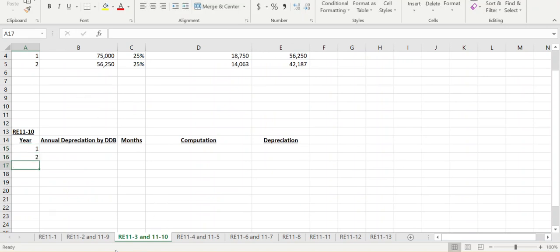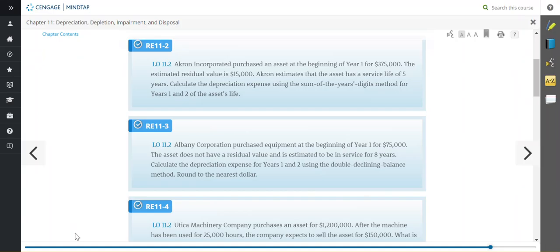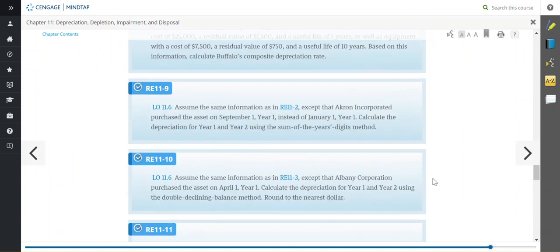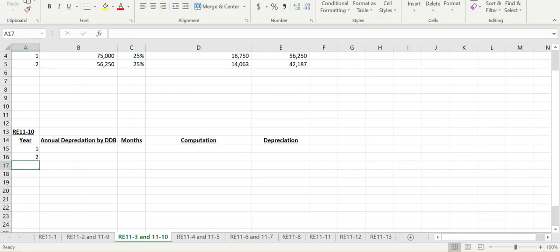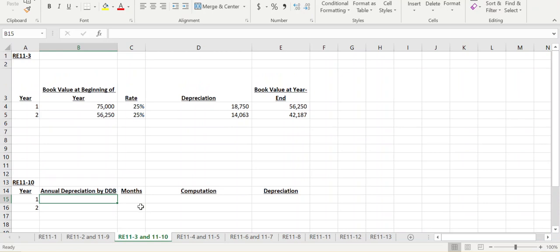So we're going to utilize that same information to look at what happens if we have partial period depreciation, meaning that we did not buy the asset at the start of that fiscal year. So they tell us in review exercise 11.10 that the company purchased the asset on April 1st rather than January 1st. And again, they want us to use the double declining balance method in order to determine our depreciation expense for years 1 and 2.